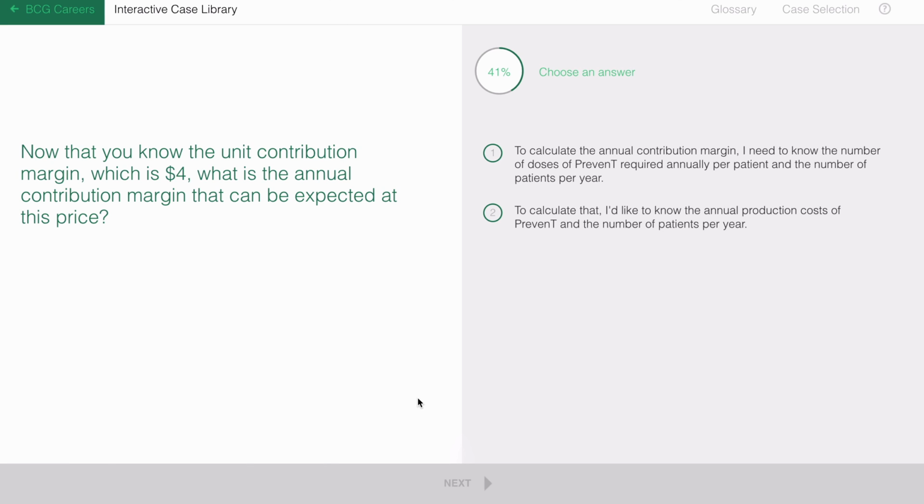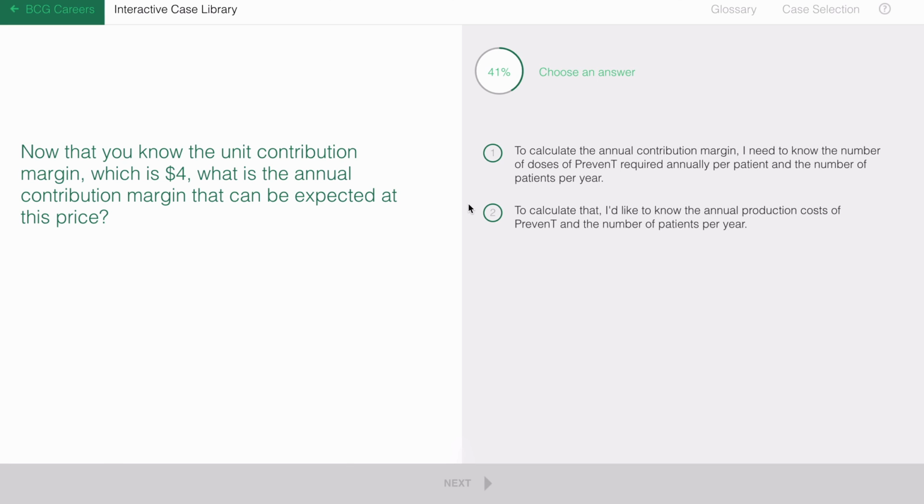Now that you know the unit contribution margin, which is $4, what is the annual contribution margin that can be expected at this price? This seems pretty straightforward. We would just need to know the number of doses that our client would sell of the drug, multiply that by $4, and that should give the annual contribution. So answer choice 1 says, I need to know the number of doses of Prevent-T required annually per patient and the number of patients per year. That makes a lot of sense, right? Number of patients times doses taken per patient times this unit contribution margin gives us the annual contribution amount.